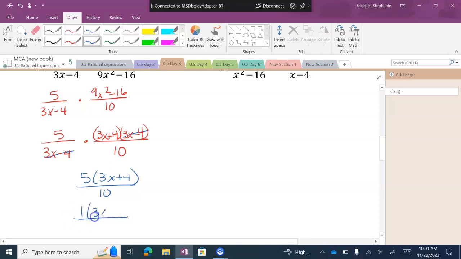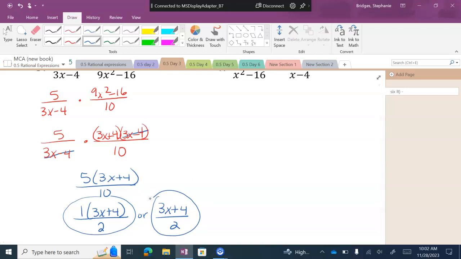So that 5 is going to turn to 1. That 10 is going to turn to 2. I can leave my answer just like that. Or if you prefer not to write the 1, you can just do 3x plus 4 over 2. The only thing I would say be careful of is some people want to try to reduce that 4 and that 2. That 4 is attached to the 3x with that plus sign. Therefore, it is a term, not a factor, so it cannot be reduced.